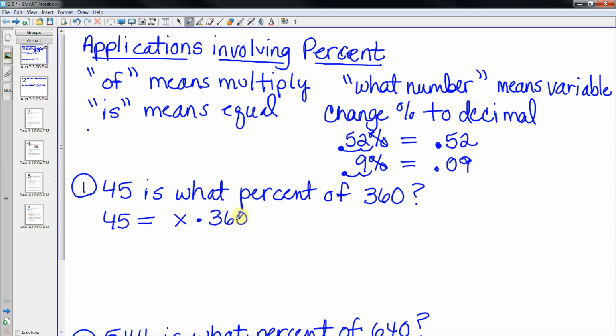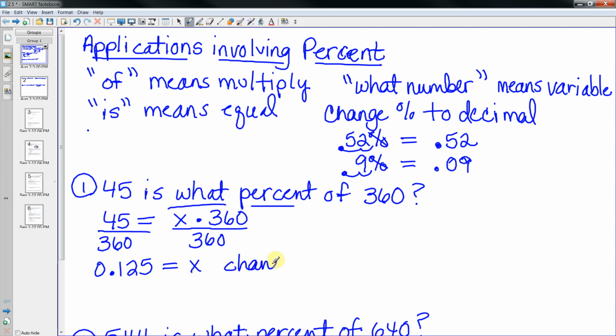So this is really 45 equals 360x. So we're going to work with the side that has the x. We're going to divide both sides by 360. 45 divided by 360 is going to give me 0.125 equals x. Now, the question asked for a percent. So this is a decimal, and I need to change to a percent. So in order to do that, I need to move my decimal 2 places to the right and then add a percent sign. So that would be 12.5%.